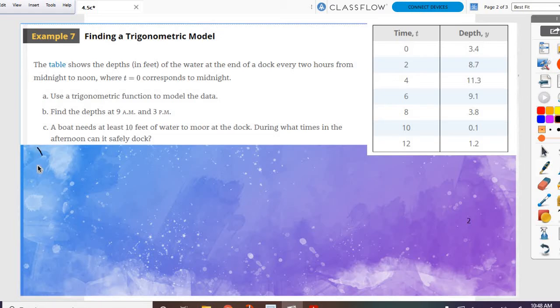So realize now that we've gone over all of our trig functions and all of the transformations for those functions, we know that our general equation is a times sine of bx minus c plus d.